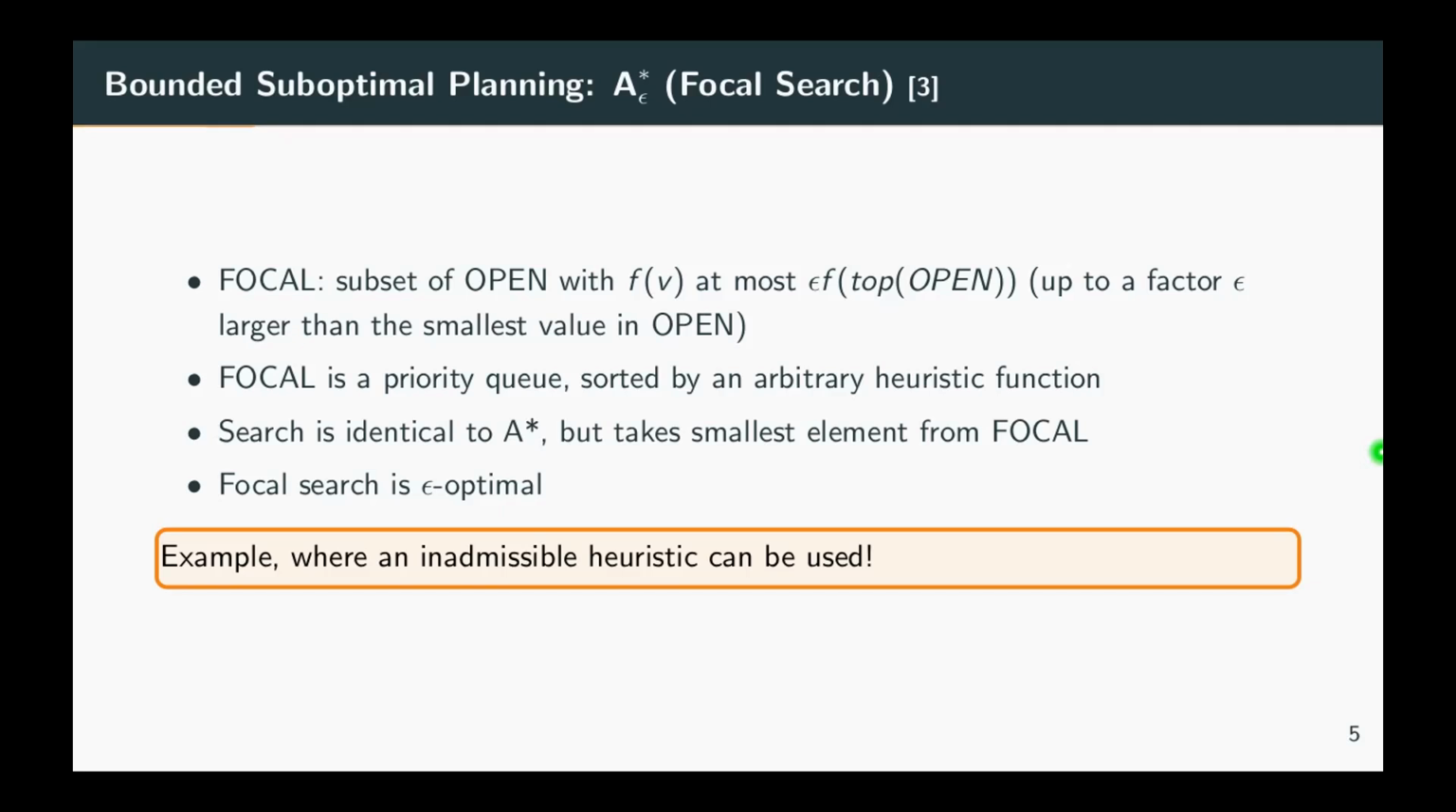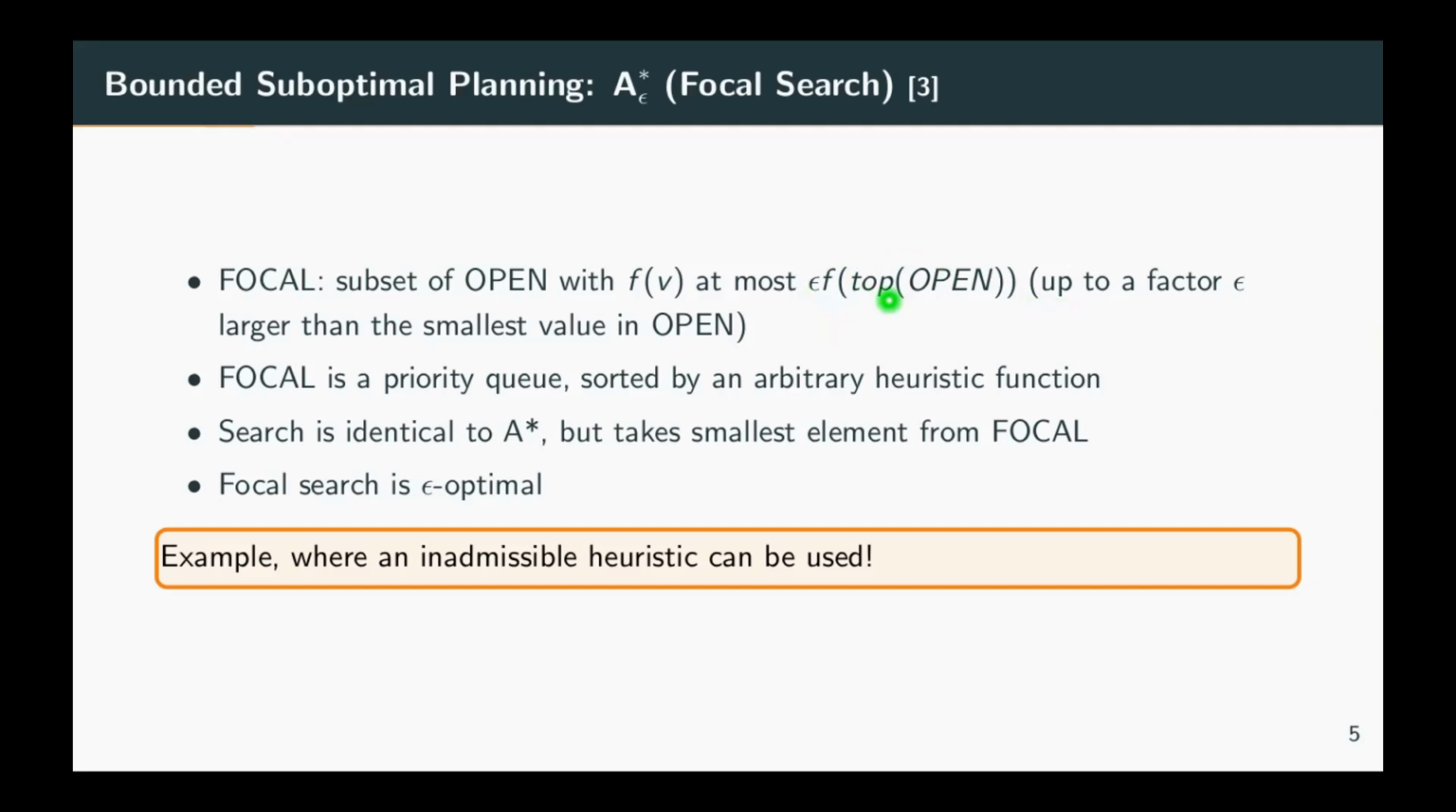And so focal search now introduces a second list, you can say, or second set, or also second priority queue. So in A star, we have this open set or open priority queue. And now in focal search, we have an additional priority queue that we just call focal. And the focal set is a true subset of the open set, but it only includes the values that are within epsilon of the currently best value in our open set.